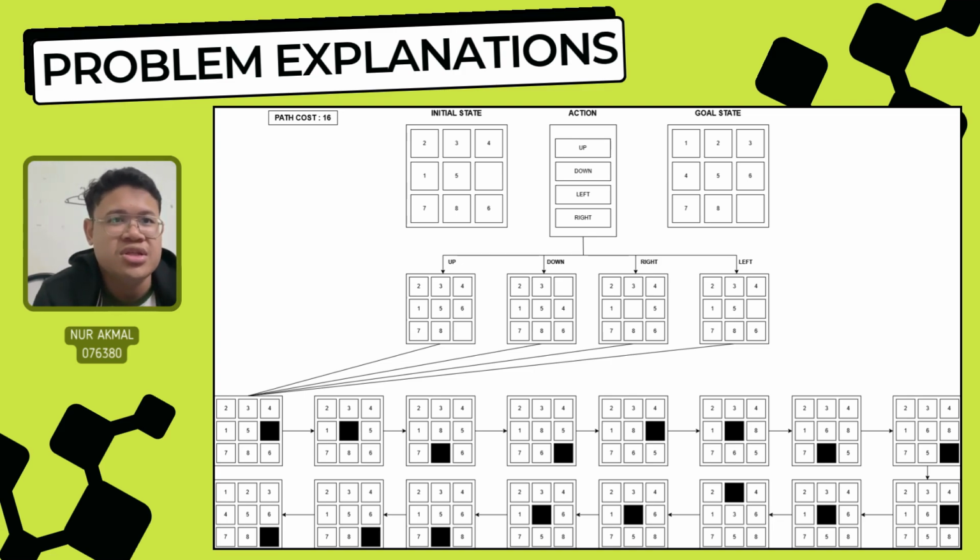Let's start with the initial state shown here. The puzzle consists of 8 number tiles and 1 blank space. Our goal is to rearrange the tiles from the initial configuration into the final state, where the numbers are ordered from 1 to 8, with the blank space at the bottom right corner.